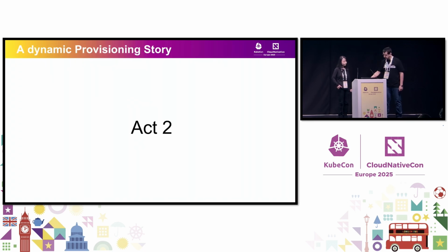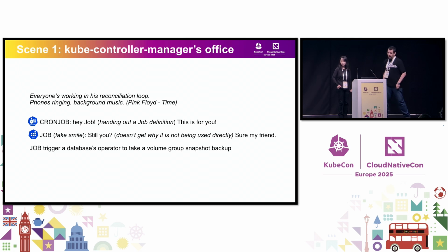OK, Act 2. And now we are inside the kube controller manager. You know, everything is good. Someone created a cron job, and the cron job starts handing a YAML definition of a job to the job controller. And the job controller is one that always complains because it wants to be used in isolation, and everyone uses just the cron jobs. But anyway, let's work. I'm going to create a pod for you. It's fine. And this pod is triggering your database operator to take a backup.